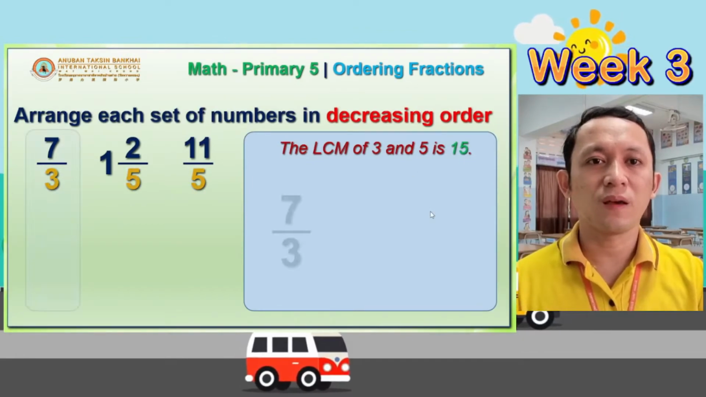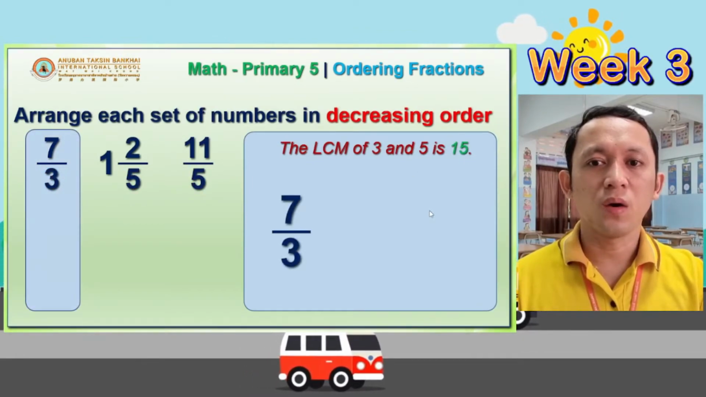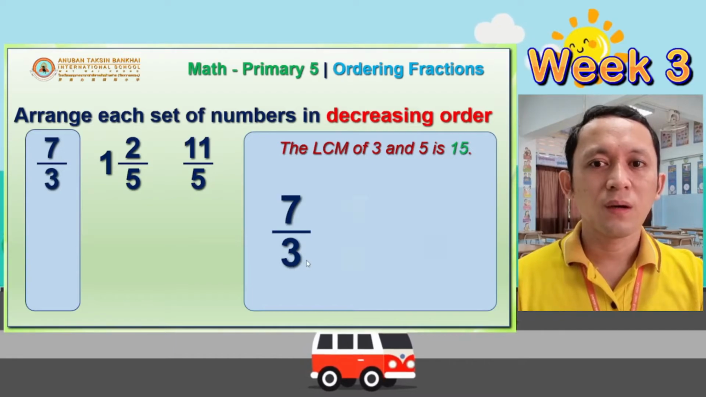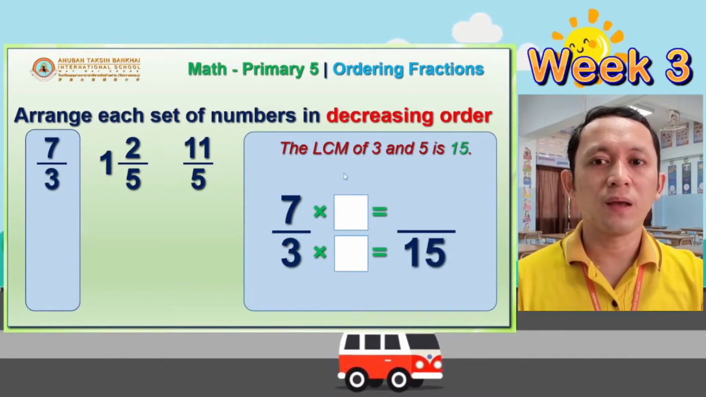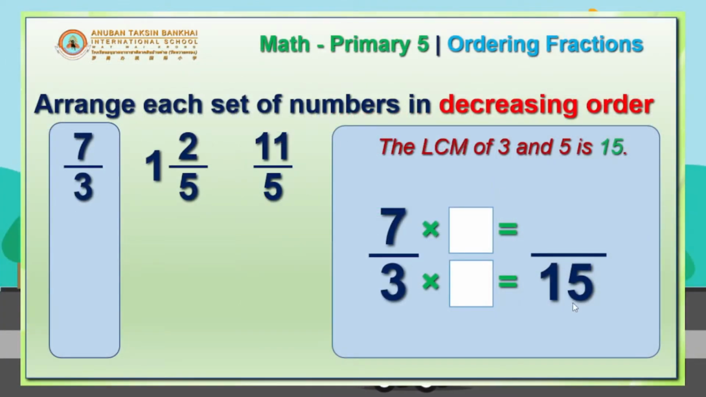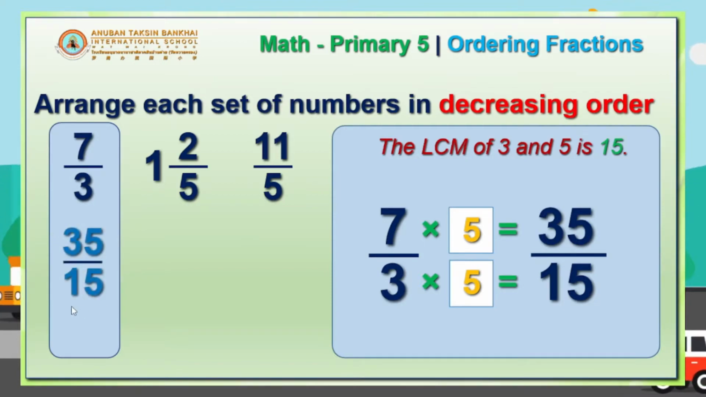Let's start with 7 over 3. So what number are we going to multiply 3 by to make it 15? Of course, we multiply it by 5. So 3 times 5, we have 15. Therefore, 7 times 5, we have 35. So 7 over 3 is equal to 35 over 15.